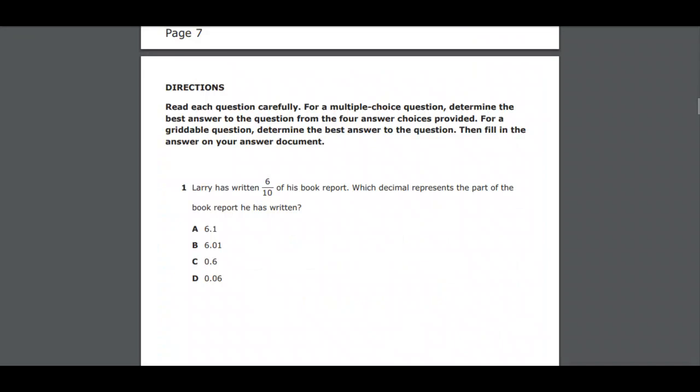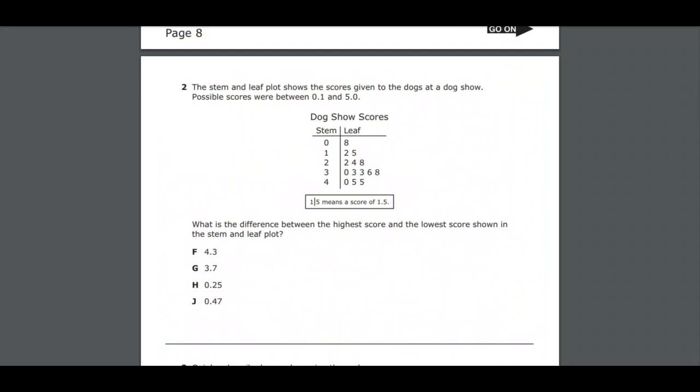All right, question number 1. Larry has written 6/10 of his book report. Which decimal represents the part of the book report he has written? A, 6.1, B, 6.01, C, 0.6, D, 0.06.